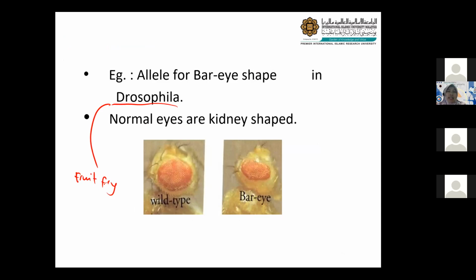Okay, so you can see allele for bar I in Drosophila. Normal I for the Drosophila is kidney shape. Sepatutnya bentuk kidney shape. Macam gitu, right? But now due to duplication, you can see it become bar I. Macam tu. So this is mutant. Happen due to duplication. Okay.